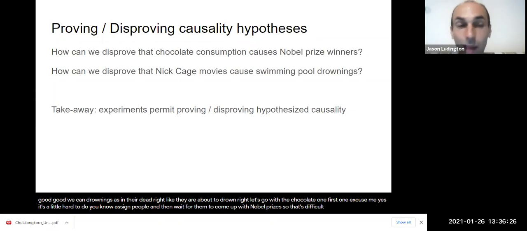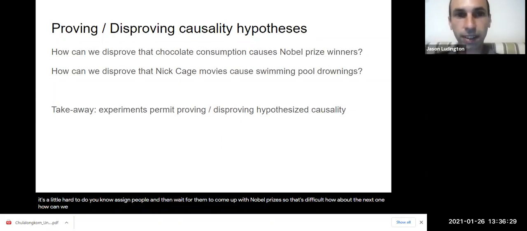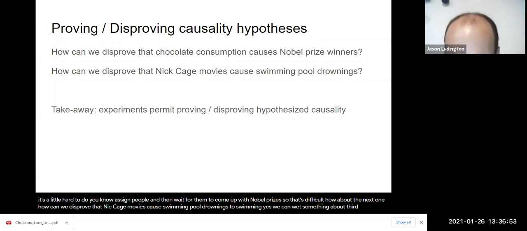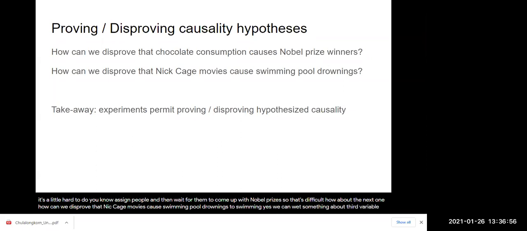All right. How about the next one? How can we disprove that Nick Cage movies cause swimming pool drownings? Perhaps we can look at previous data that shows that Nick Cage movies didn't really relate to swimming previously. Or maybe we could search up a third variable that might cause these swimming pool drownings. Maybe on those days it was quite hot, so a lot of people got heat strokes. Maybe there's something else going on.